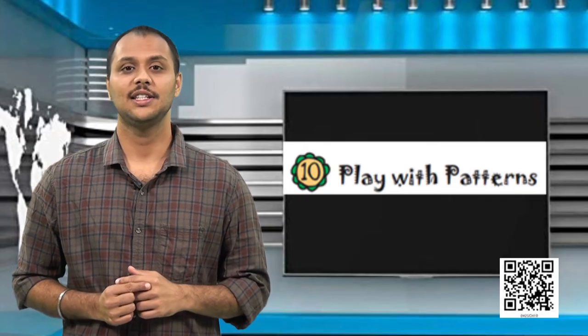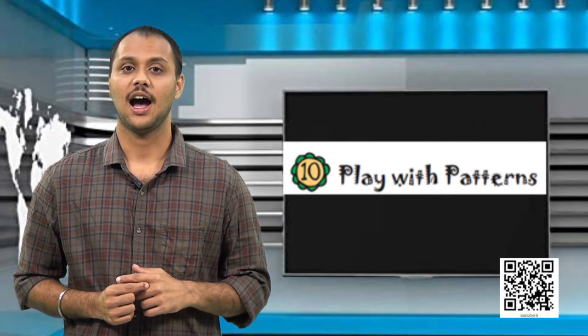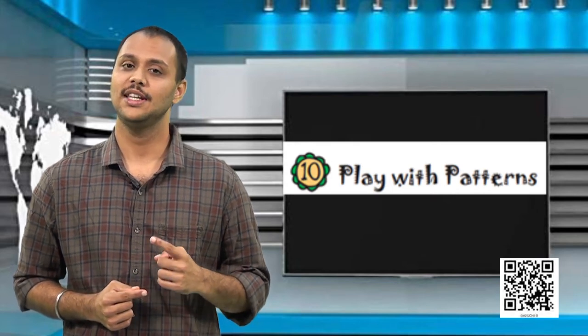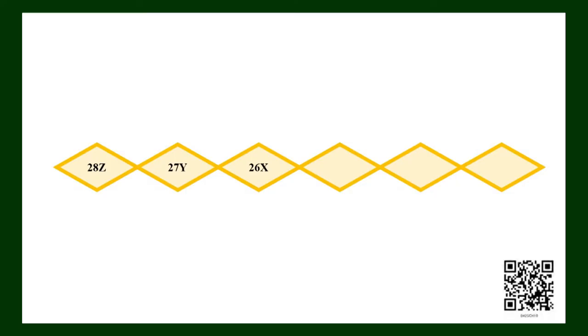Did you understand these patterns? Yes. How did we extend this? Very good. Now we will see one more similar pattern. If you observe this pattern, it is a combination of numbers and alphabets. First number is 28. Then along with that we have the alphabet Z. If you observe the numbers alone, what can we see? Yes, they are decreasing by 1.